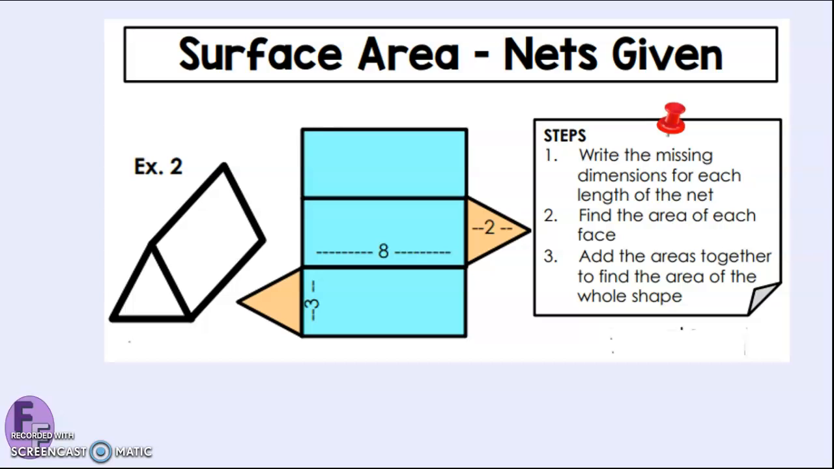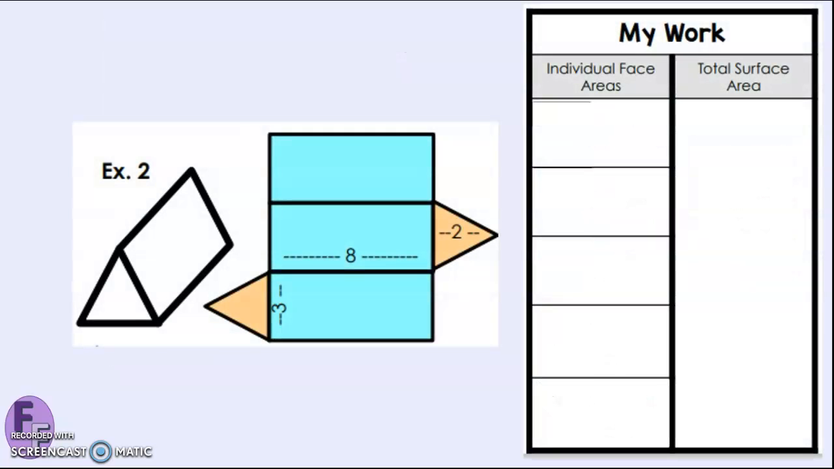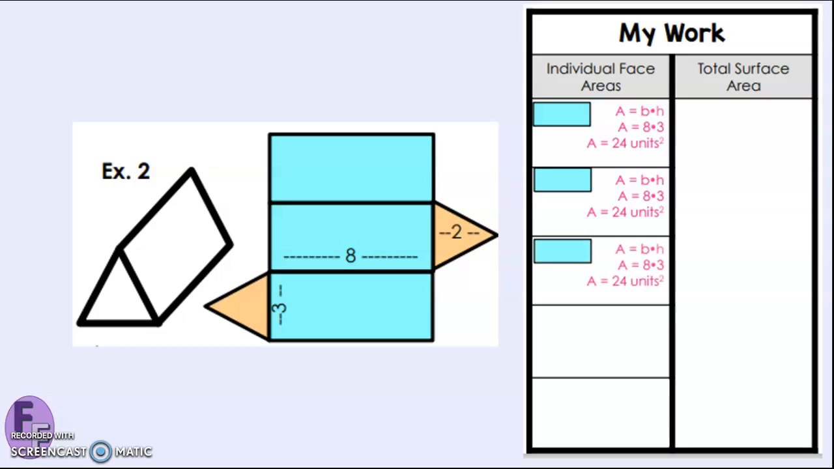If we color code our shape, you can see the 3 blue faces are all the same, and our 2 triangles are the same. Let's start with our rectangle. The base and height is 8 and 3. 8 times 3 is 24. This repeats 3 times because we have 3 equal faces.